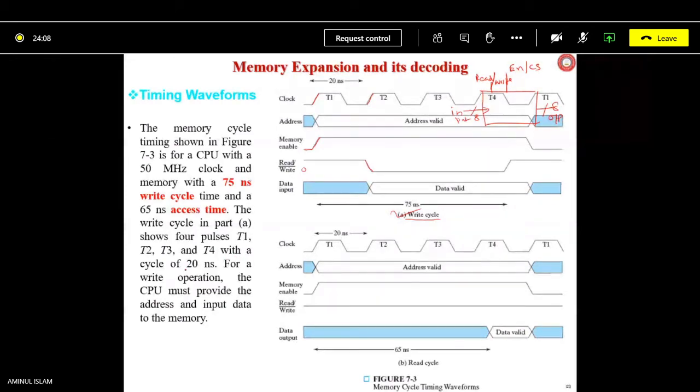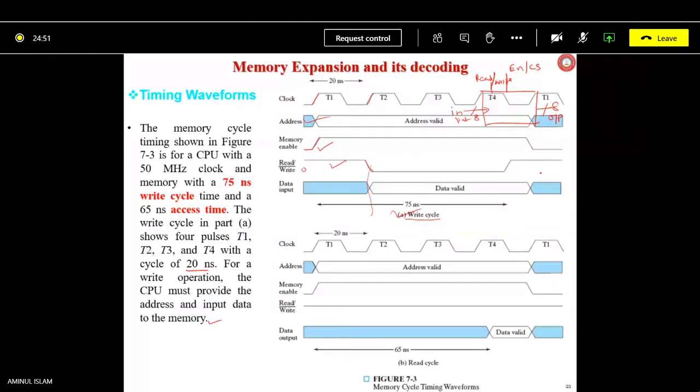With a cycle time of 20 nanoseconds for a write operation, the CPU must provide the address and input data to memory. What it has to do for a write operation: you send the address, enable the chip select, and send the control, that is the write control. For that you need to make this line 0. Then you supply the data input for the write operation, and that is given one clock pulse later, at the rising edge of T2.